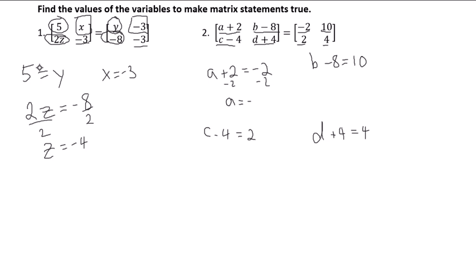A equals -4. Add 8. B equals 18. Add 4. C equals 6. Subtract 4. And D equals 0. So just make each spot equal the corresponding spot to make your matrix statements true. Let's look at some other examples.